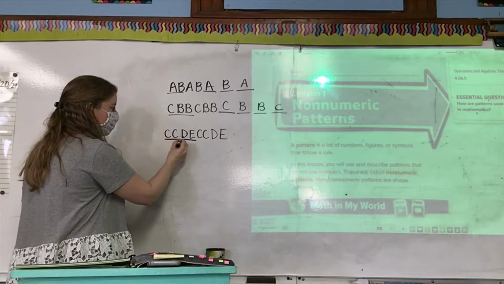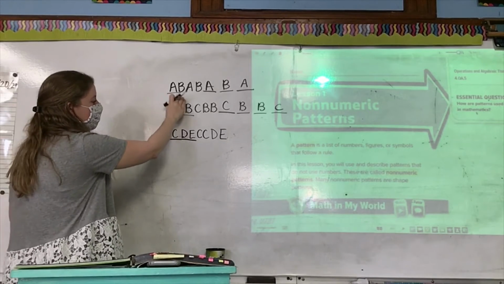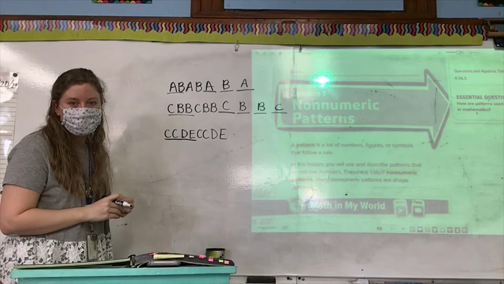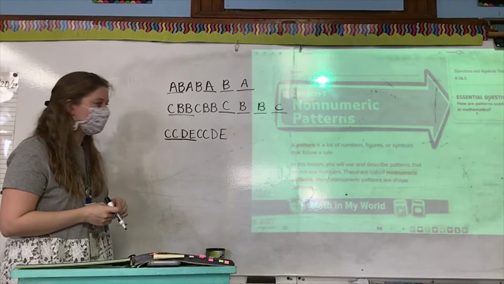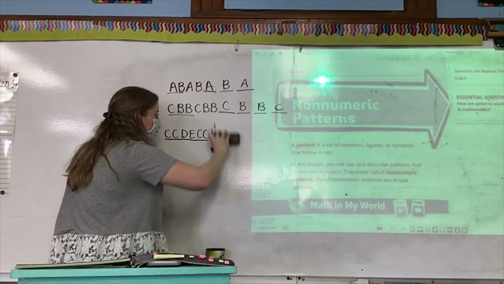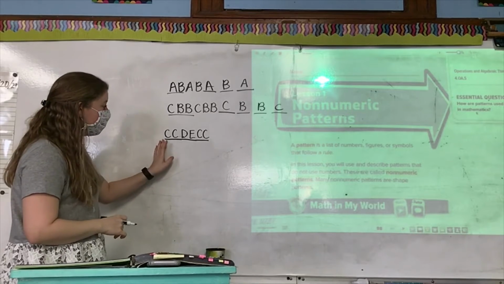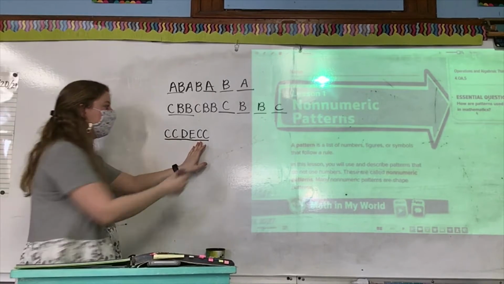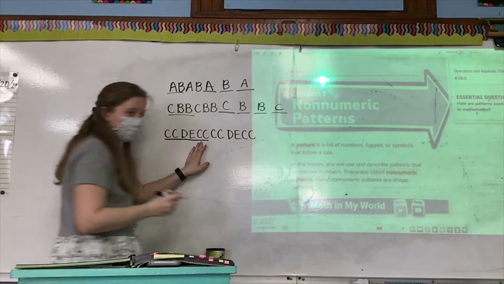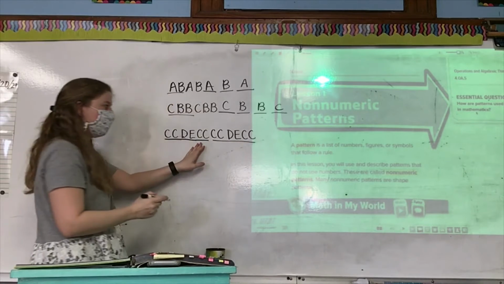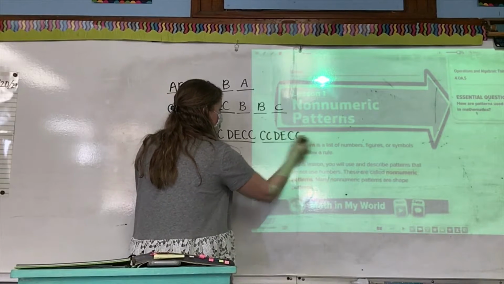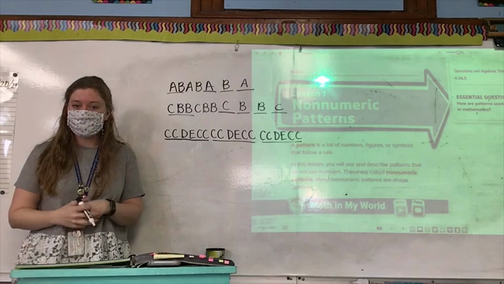Which part repeats? So like CBB repeated here, AB repeated here. So which part repeats? CC, D, E, CC. That would mean that it would look like this. If it was CC, DE, CC, that means here's one set, so now we have to repeat it again. CC, DE, CC. And then we'd repeat it again.